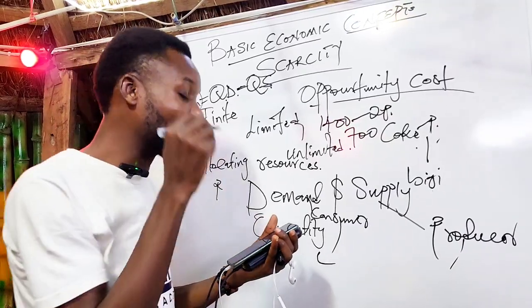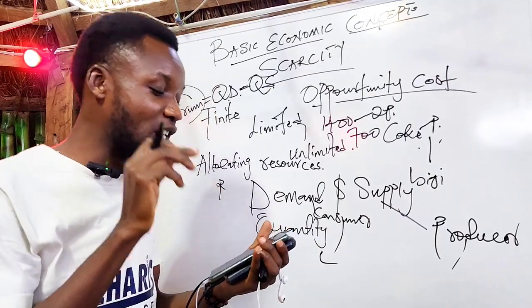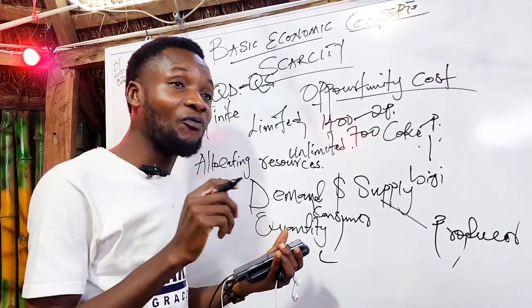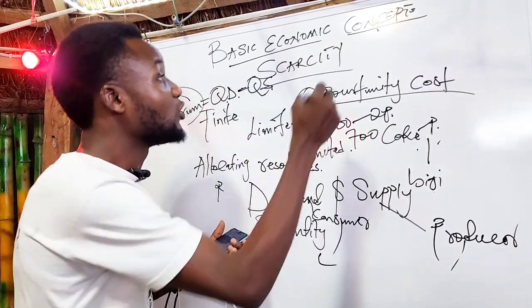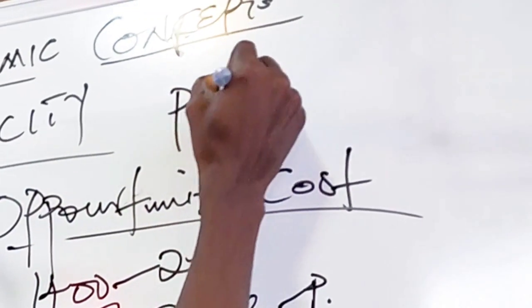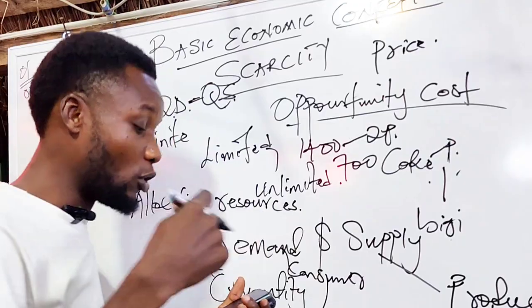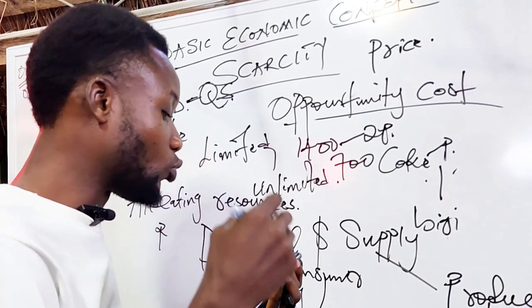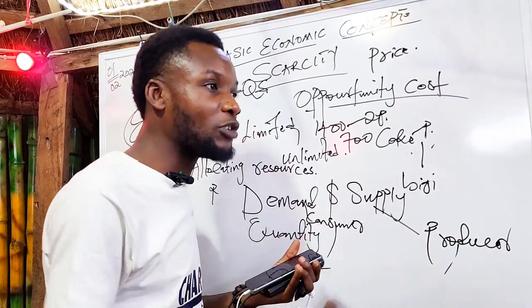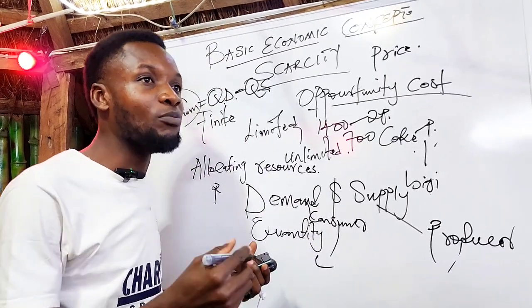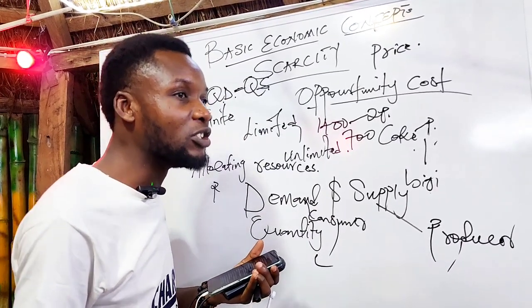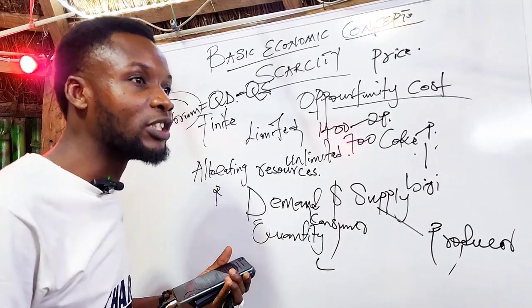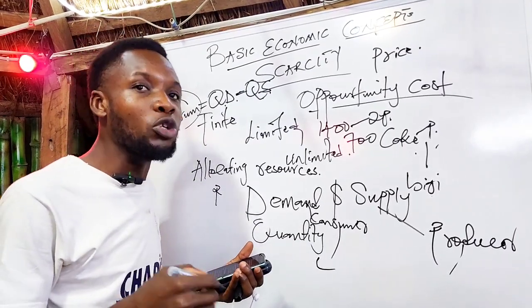All right, we want to talk quickly about the factors that influence demand. One of the factors that influence demand is, number one, price. The price of goods and services goes a long way to influence demand. If the price of a good increases, the demand for that good might definitely reduce. But if the price of a good decreases, the demand for that good will increase.